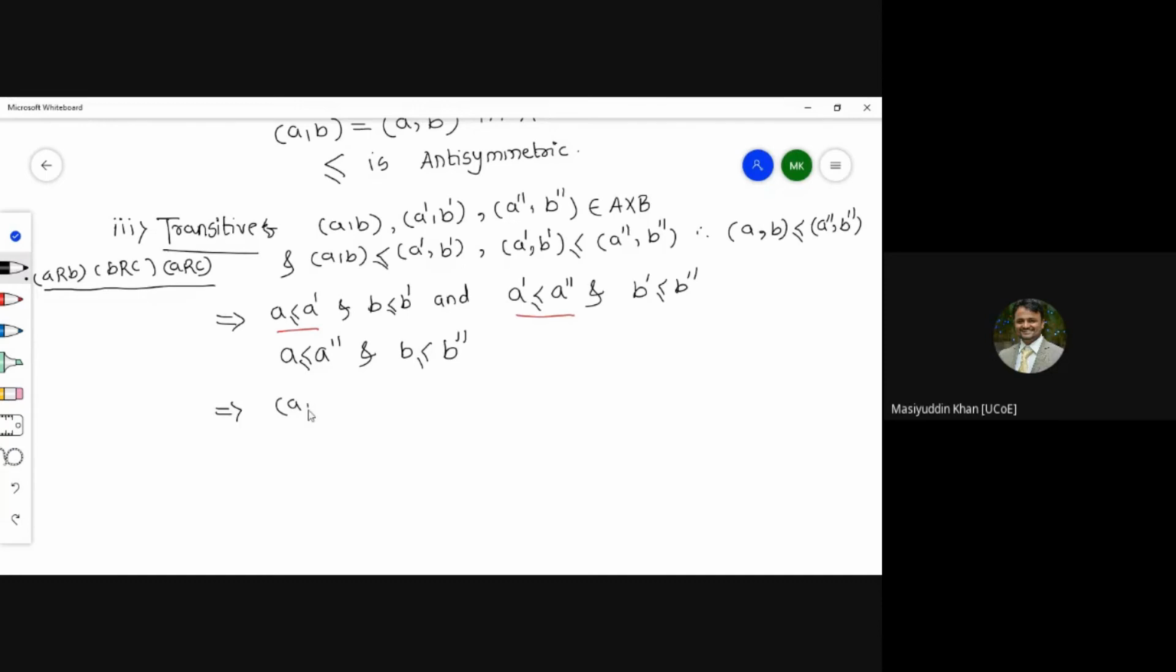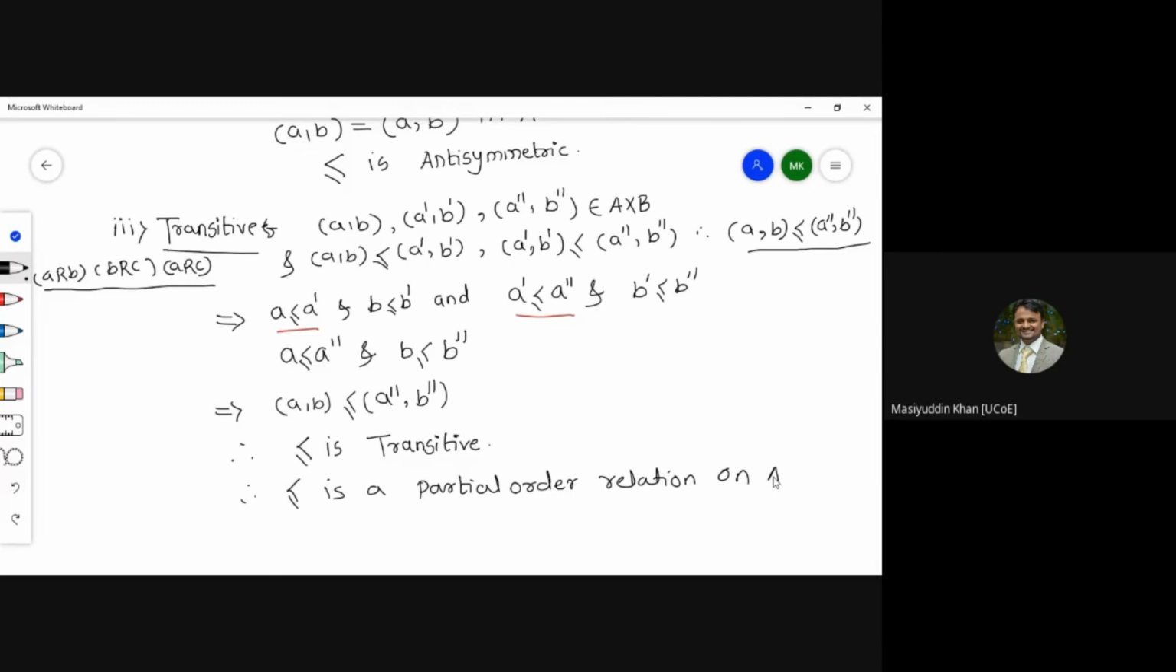So we have to write (a, b) is less than or equal to (a'', b''), and this is what we had to prove, which I wrote on the side. Therefore the relation less than or equal to is transitive. Therefore, the relation less than or equal to is a partial order relation on A into B.